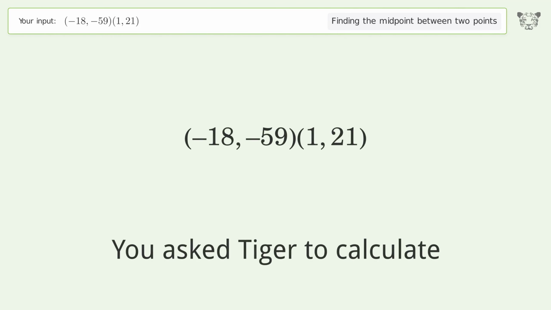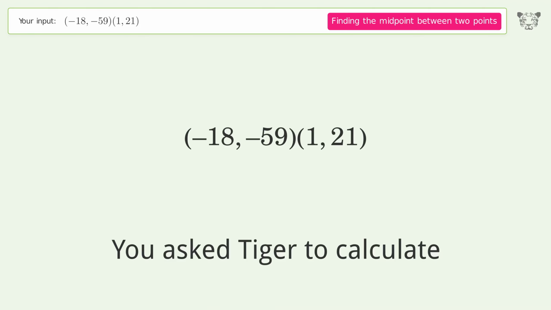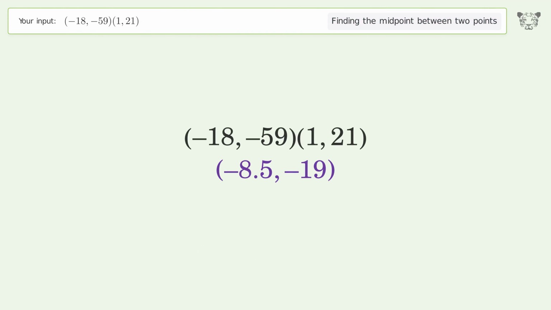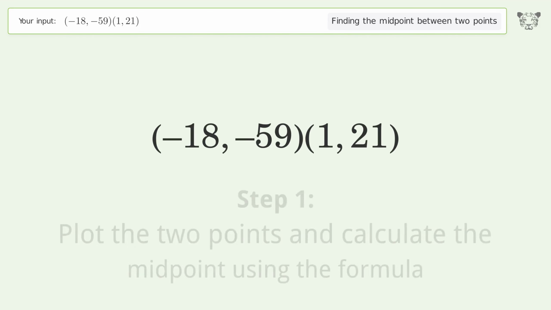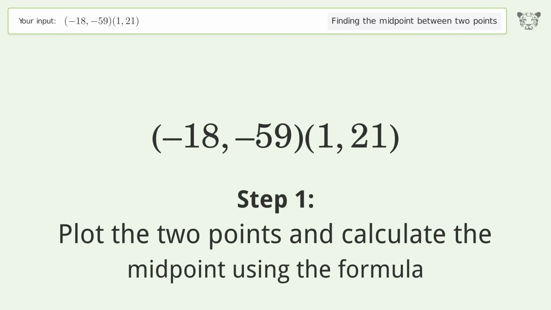You ask Tiger to calculate. This deals with finding the midpoint between 2 points. The midpoint between the 2 points is -8.5, -19. Let's solve it step by step. Plot the 2 points and calculate the midpoint using the formula.